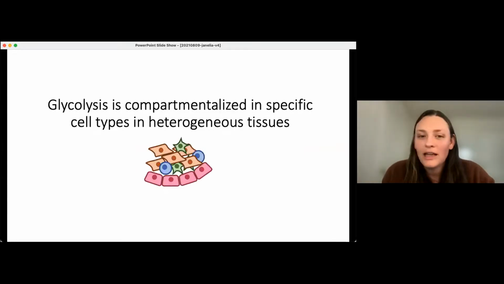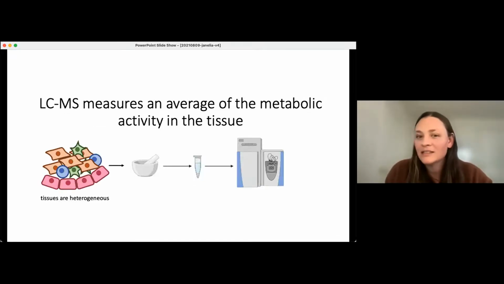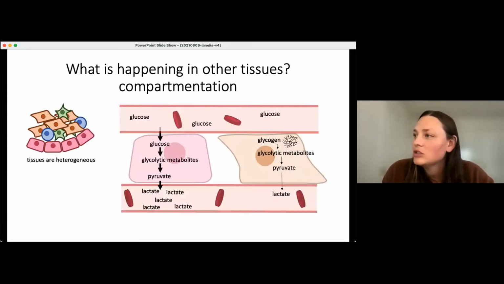So what we think is happening is that glycolysis is also compartmentalized into specific cell types within heterogeneous tissues. And as many people have already discussed, when we do standard LC-MS measurements, we take chunks of tissue, grind it up, extract the metabolites and run it on the mass spec. And we lose the spatial and the cell type specific information about metabolism. So we need a tool to start to dissect this heterogeneity of metabolism in tissues.